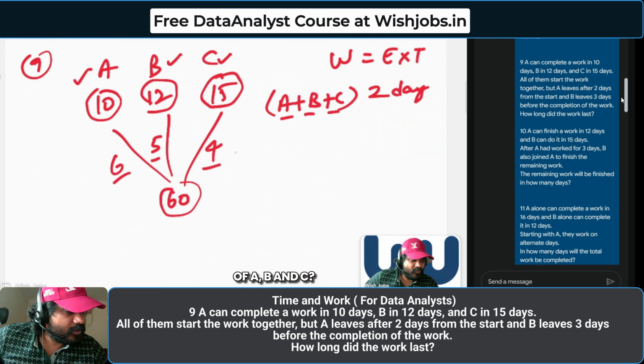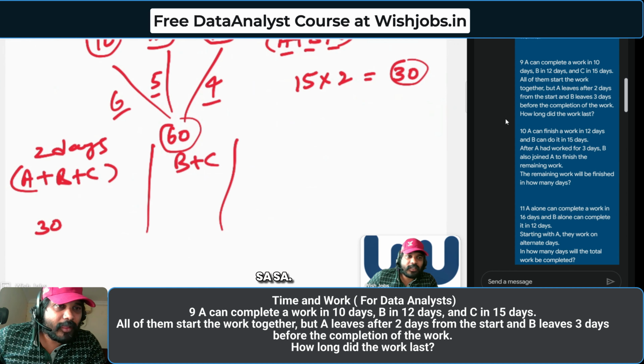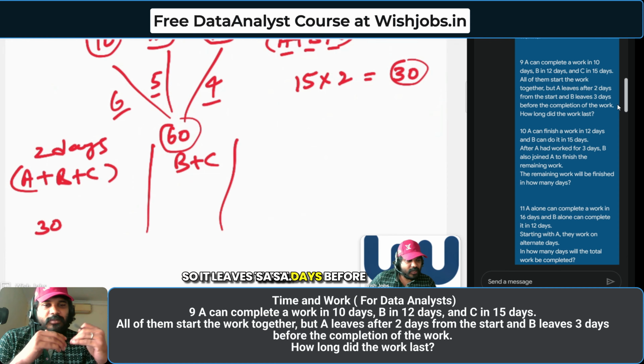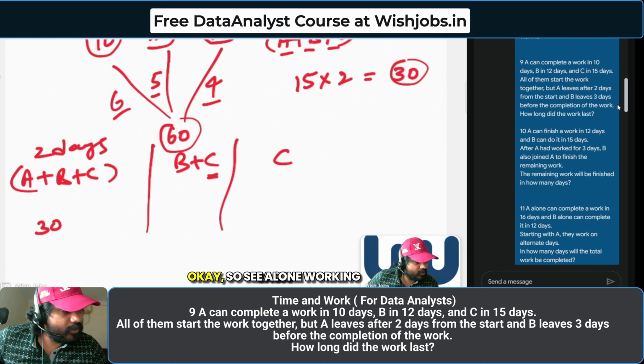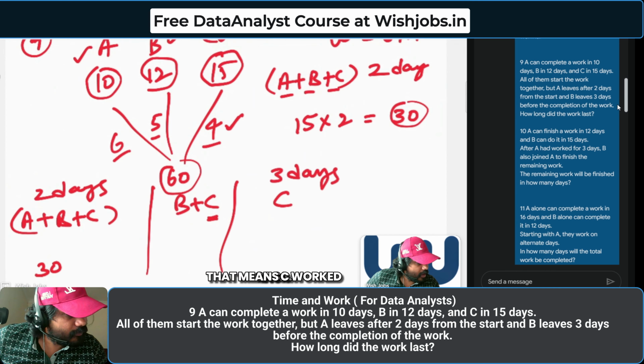After that A left. So B and C are remaining. And the second statement, B leaves 3 days before completion of the work. That means C alone is working for 3 days. So C alone working for 3 days with 4 efficiency completed 12 work.